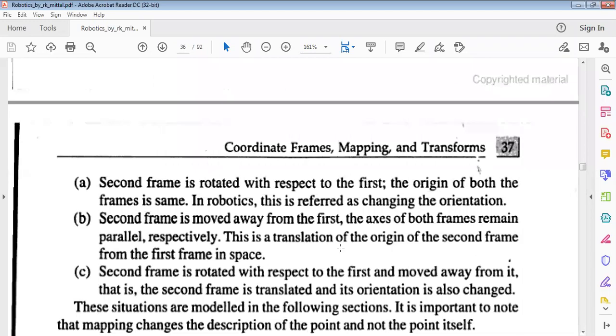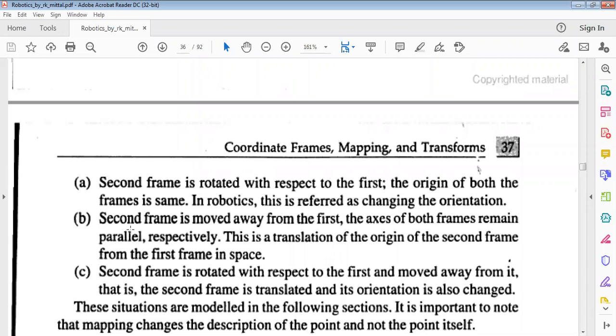The first possibility: the second frame is rotated with respect to the first, but the origin of both frames is the same. So the second frame has pure rotation with respect to the first frame. In robotics, this possibility is known as changing the orientation.